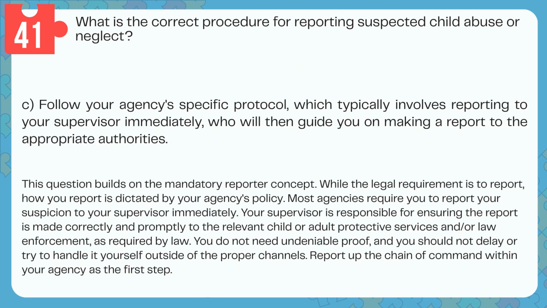Answer C. Follow your agency's specific protocol, which typically involves reporting to your supervisor immediately, who will then guide you on making a report to the appropriate authorities. This question builds on the mandatory reporter concept. While the legal requirement is to report, how you report is dictated by your agency's policy. Most agencies require you to report your suspicion to your supervisor immediately. Your supervisor is responsible for ensuring the report is made correctly and promptly to the relevant child or adult protective services and/or law enforcement, as required by law. You do not need undeniable proof, and you should not delay or try to handle it yourself outside of the proper channels. Report up the chain of command within your agency as the first step.